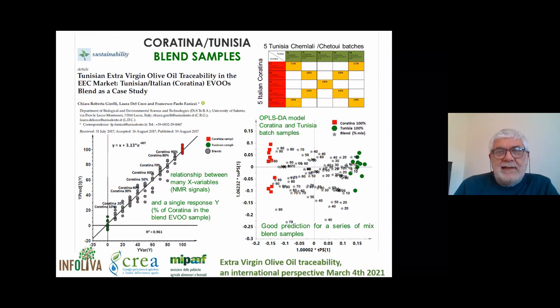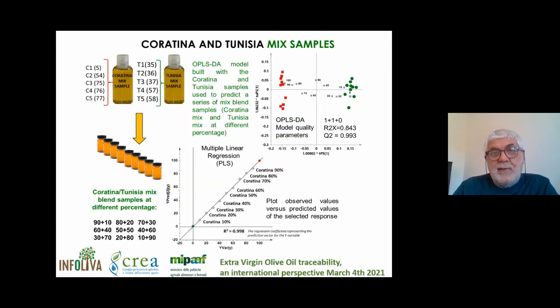You can also have a linear correlation to check the percentage of a smoother when a smoother is not Italian. For example, this was Chemlali we used to smooth the Coratina, and we built up several percentages model, and when we mixed the batches, we also got a very nice regression line which could be used to assess the percentage of the used cultivar.